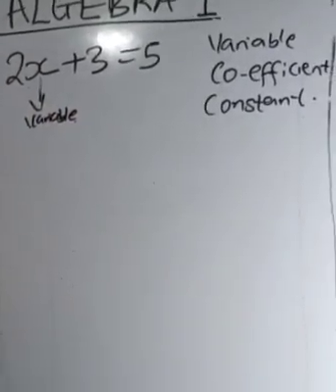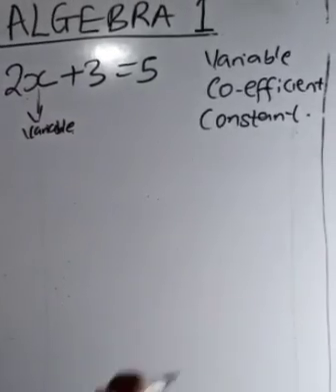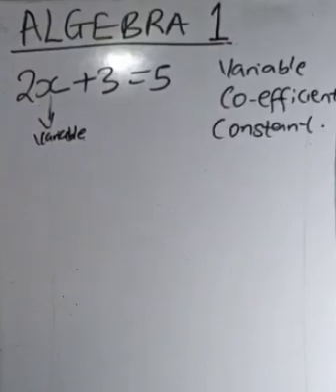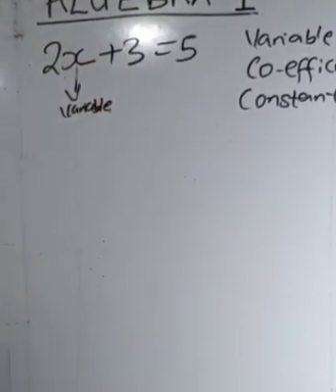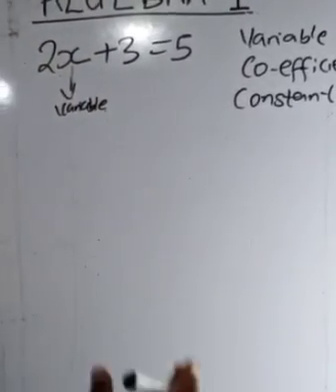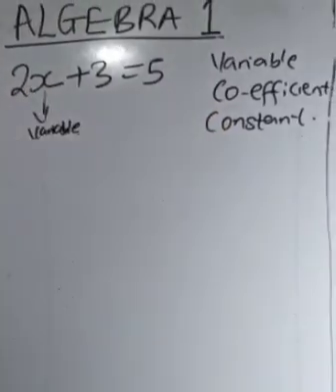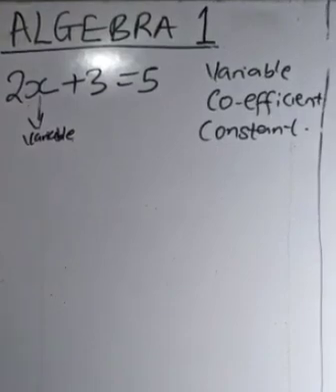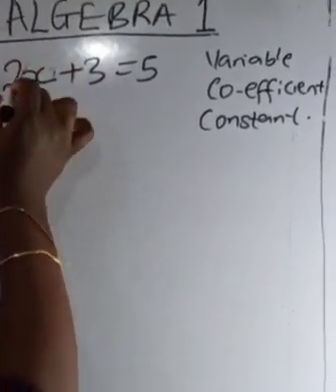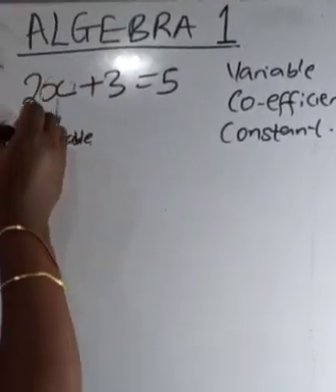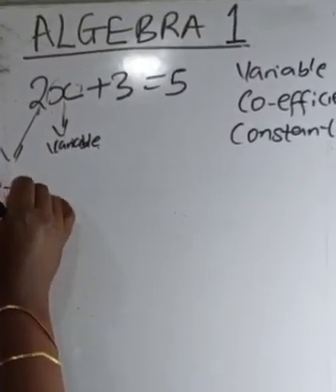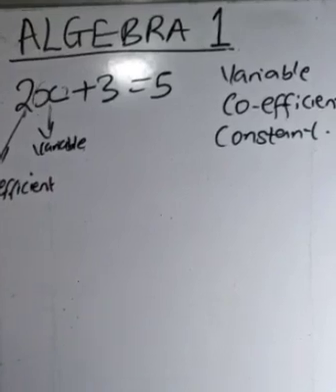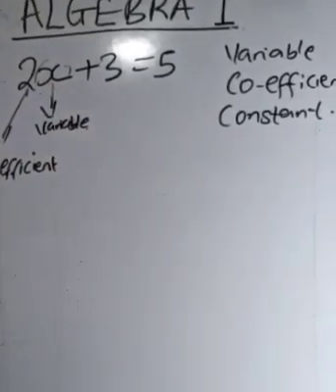Then the second is a coefficient. What is a coefficient? A coefficient is a number that is attached to the variable. That is, a coefficient is a number that is very close to the alphabet. If we check our equation very well, we have a number that is very close to the alphabet, x. And that number is what? 2. We can say that 2 here is the coefficient. So 2 stands for the coefficient.